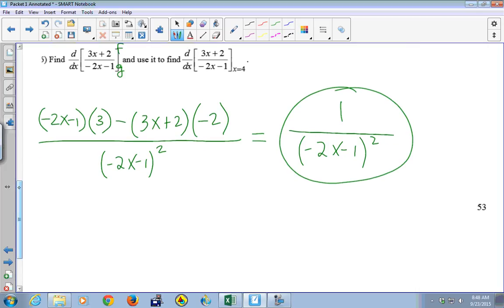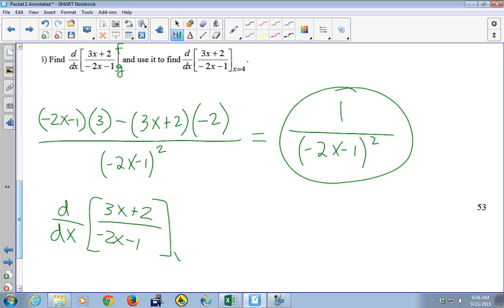So write it out with good notation. d/dx of (3x plus 2) over (negative 2x minus 1) when x equals 4 is, you just take the derivative and plug in 4. So if I put a 4 in here, I'm going to have 1 over negative 2 times 4 is negative 8, minus 1 is negative 9, squared is 81.